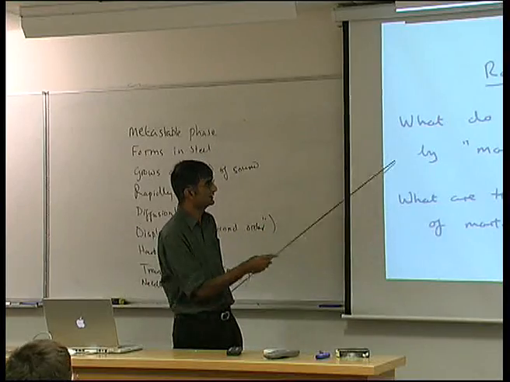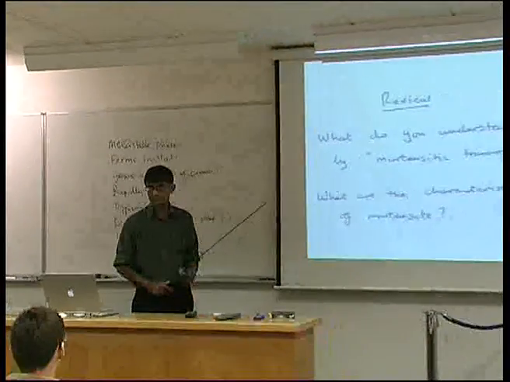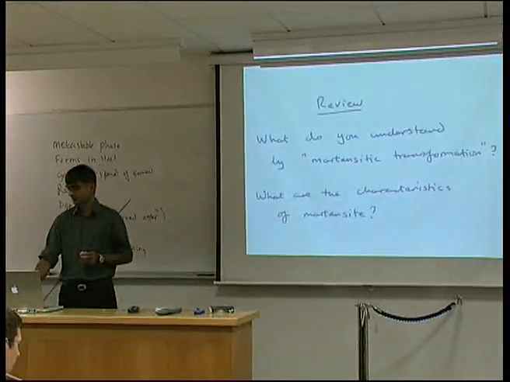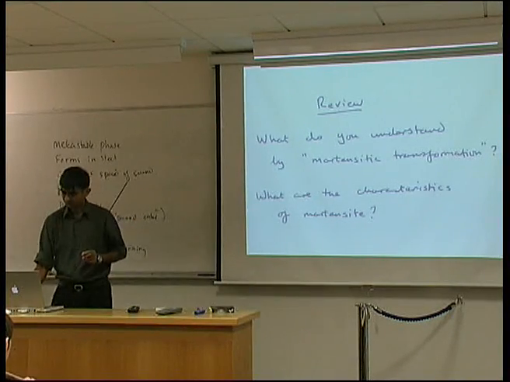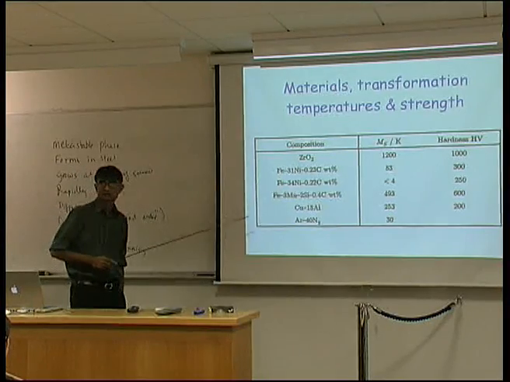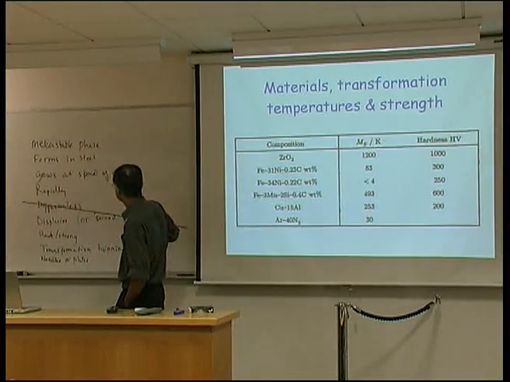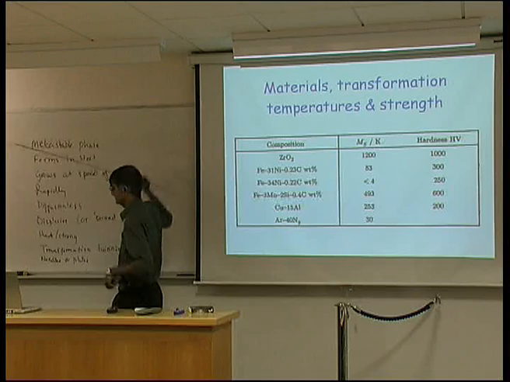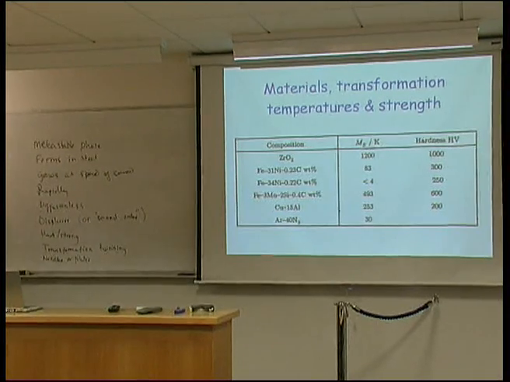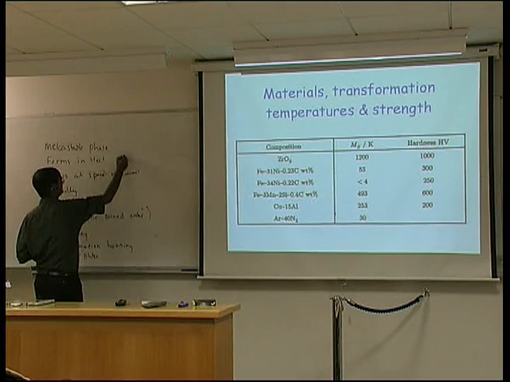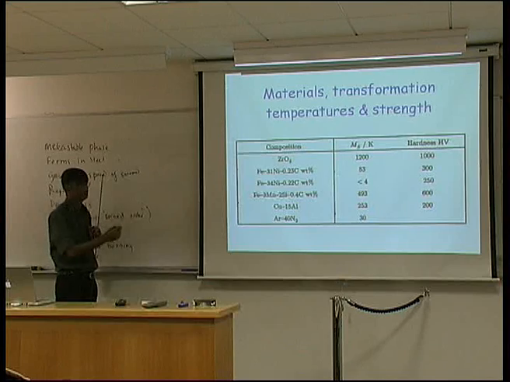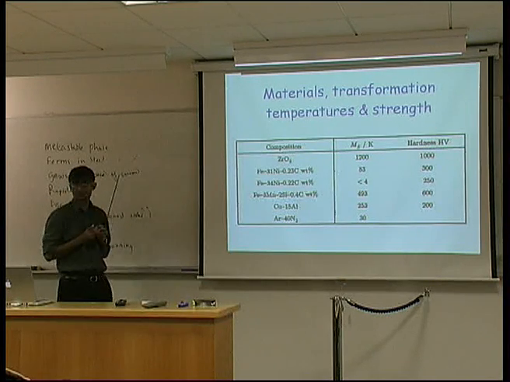So I began by saying, what do we understand by martensitic transformations? What are its characteristics? And I will keep this list over here. First of all, martensite is not restricted to steels. It is very, very important in steels, but it is certainly not restricted to steels. So it's correct that it forms in steels, but it's incorrect that it is restricted to steels.